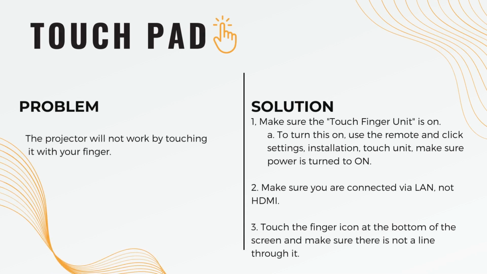So if your touchpad is not working, there are 3 quick solutions that you want to try first. First, make sure your touch finger unit is on. To turn this on, you actually do have to go through settings, but to know if it is on or not, a blue light will appear, and you can find this under the projector. Second solution is to make sure you are connected via LAN and not HDMI. HDMI will not work unless you are also connected with USB. And the third and most obvious one is to make sure that the finger icon at the bottom of the screen does not have a line through it.